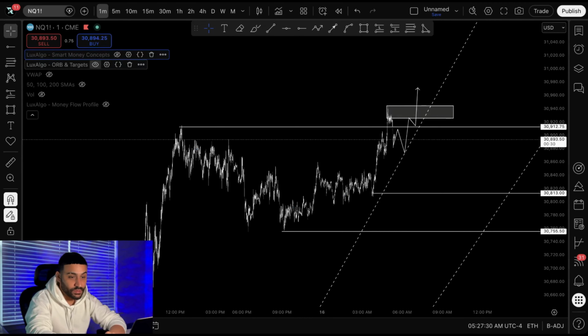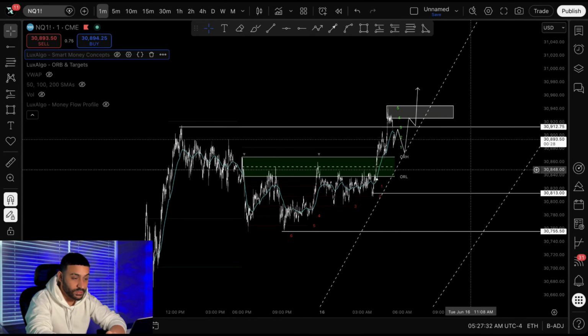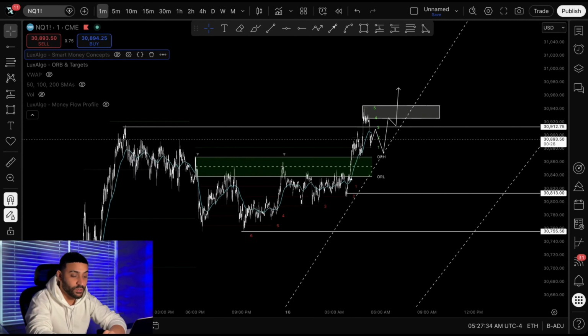Now another indication that you can use is your orb and targets, and you can kind of just see where price is trading.